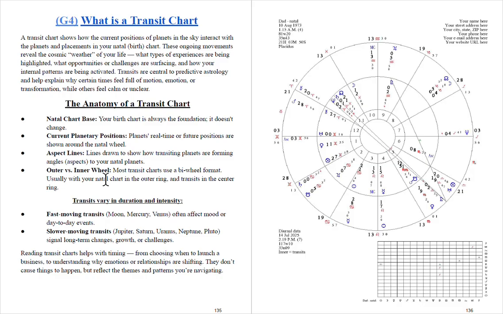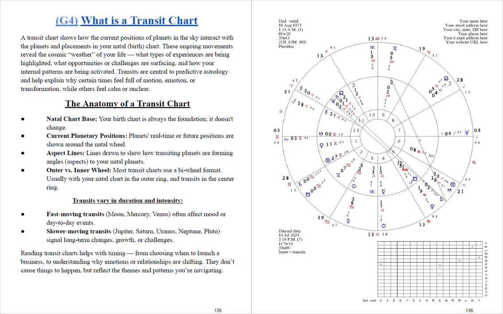And so that leads us to this last bullet point, outer versus inner wheels. Most transit charts use a bi-wheel format, usually with your natal chart in the outer ring and the transit in the center ring, which is what we have here. As you can see in the outer ring, this is the actual birth chart. This is the outer part, which is the birth chart, and this right here is the actual time that we're looking at that affected this birth chart, that shows where all these transits are going on.